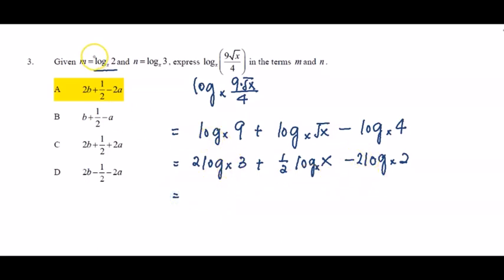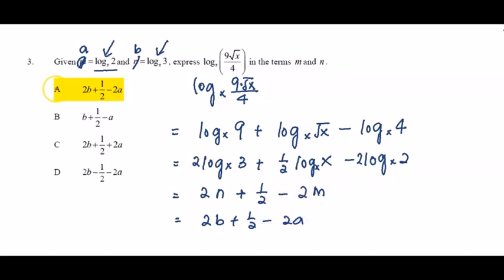So here, the question says that log 3 to the base of x can be replaced by n, and log x to the base of x is 1. So here you have only 1 over 2. And log 2 to the base of x is going to be replaced by m. So here, this question has some mistake, I think. The m will be the a, and the n will be the b. So you got 2b plus 1 over 2 minus 2a. All right, so the answer is a.